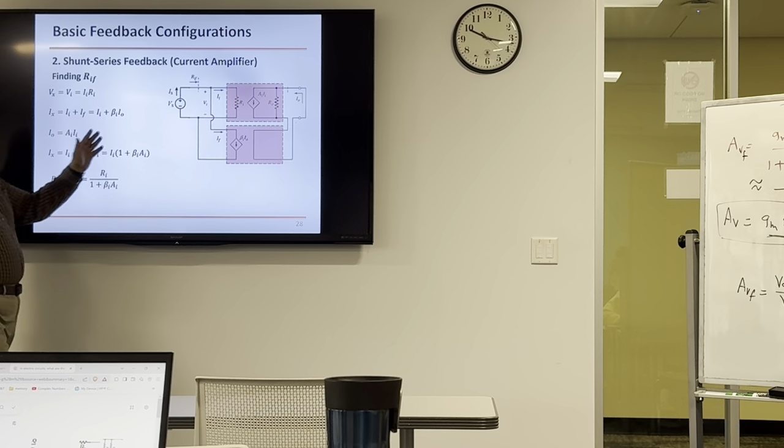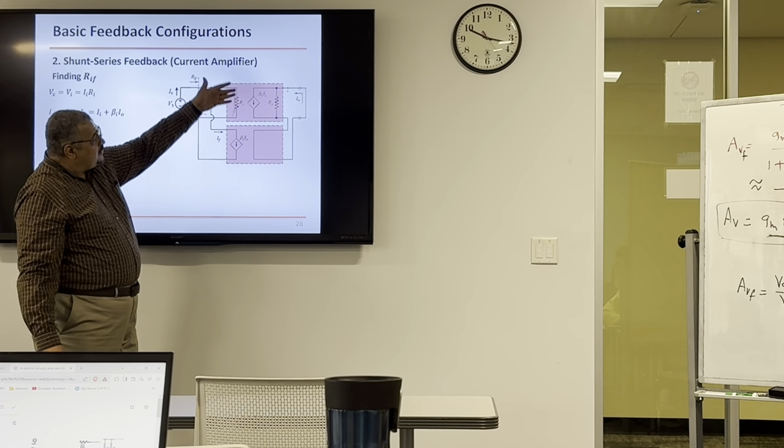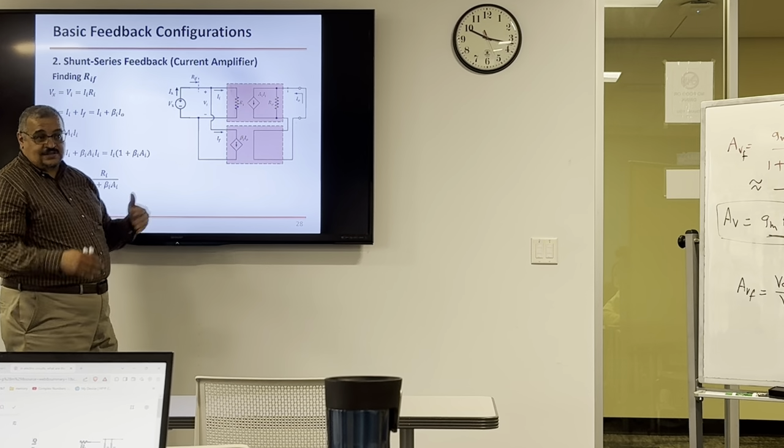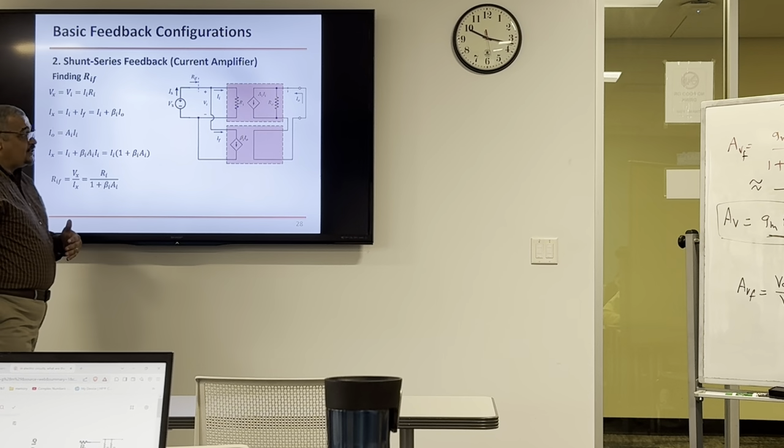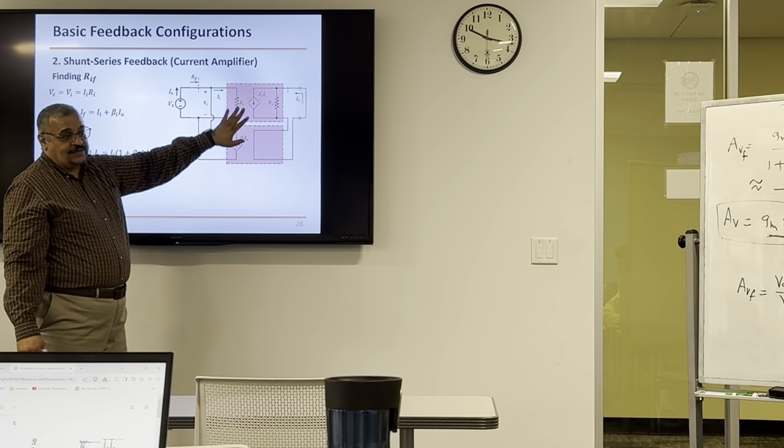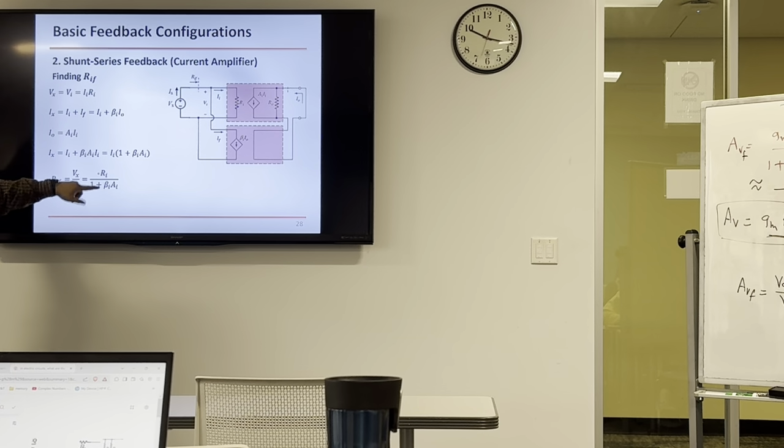Because for a current source, you need this to be as small as possible, right? The current source, to deliver the current, needs to see a short circuit, right? So Ri now is reduced by dividing it by the amount of feedback.